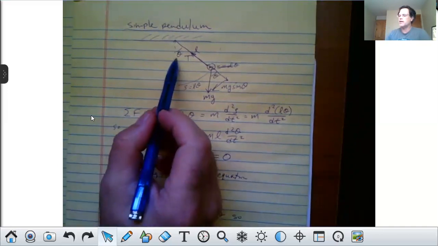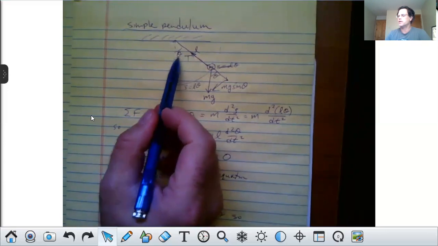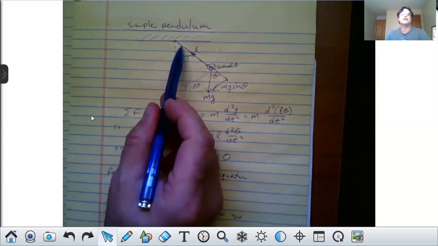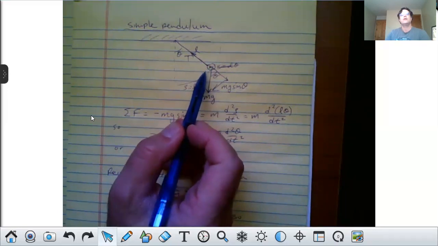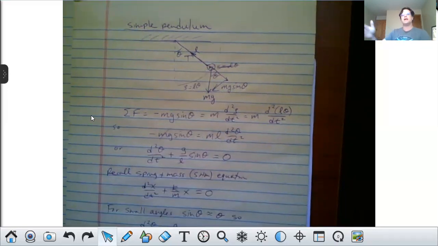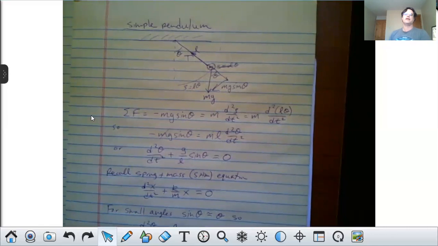Now, to describe the position of the pendulum, I can use this angle theta, because it's the same all along the length of the pendulum. So what changes is theta, and what we may want to find is theta as a function of time instead of x as a function of time.